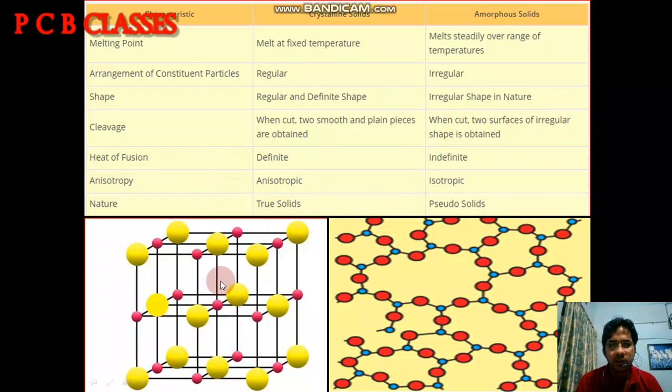Now in case of crystalline solid, if you cut this crystalline solid with a sharp knife, suppose you cut iron from a side, then after cutting you will get two new different surfaces, and these new surfaces will be shining.